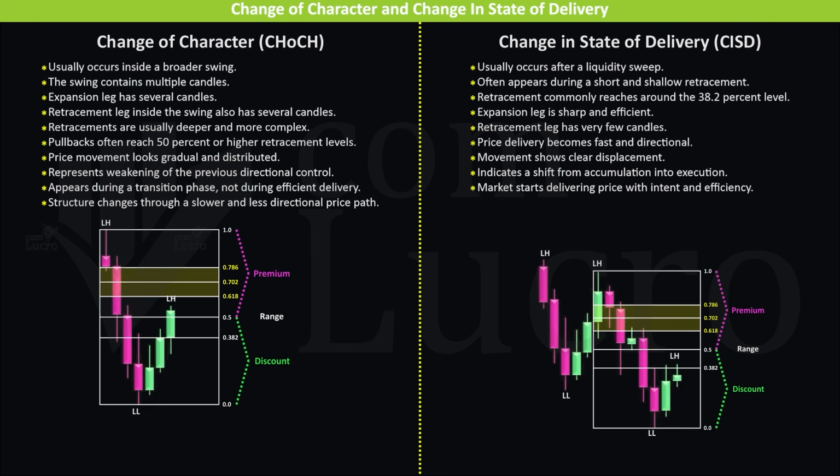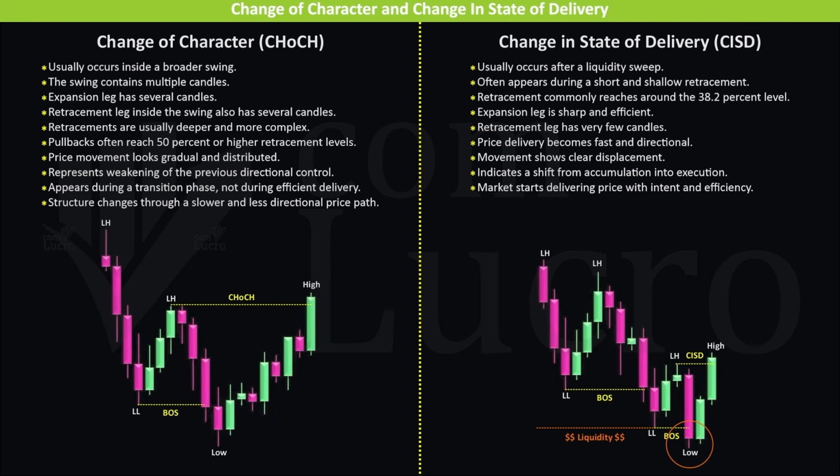A change in state of delivery, or CISD, focuses on how price is delivered rather than on structure itself. CISD typically appears after a liquidity sweep and is characterized by a sharp and efficient expansion, preceded by a short and shallow retracement, often around the 38.2% level. Both the expansion and the pullback usually involve very few candles. This reflects a sudden shift in momentum, where price moves with clear intent and efficiency.